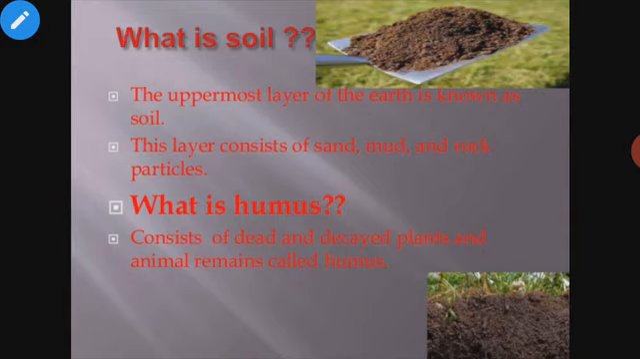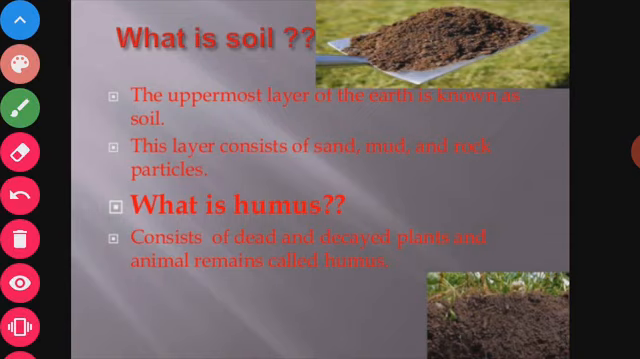What is soil? The uppermost layer of the earth is called soil. We can define it as the uppermost layer of the earth's crust, usually composed of a thin layer of mineral particles and a layer of dead and decaying plant and animal matter.